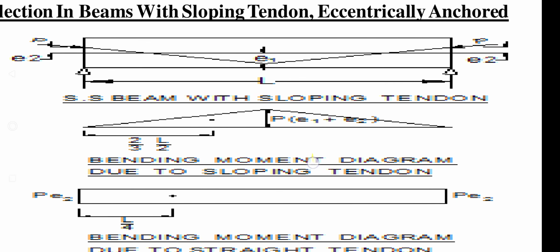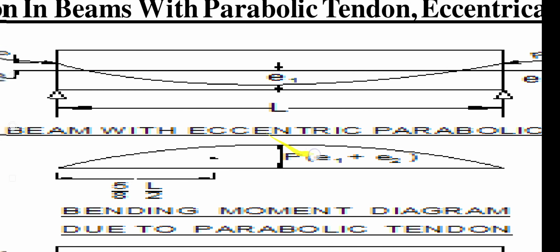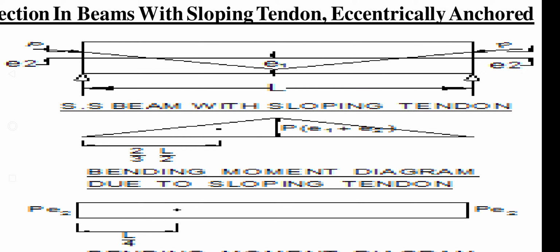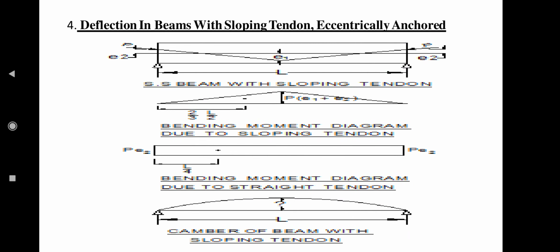So the next case, deflection in beams with sloping tendons and eccentrically anchored. So here it is a linear cable or a sloping cable or a tendon. So here you can see at midspan the cable is having an eccentricity of E1, and at the supports the cable is having an eccentricity of E2, and the pre-stressing force which is applied at both the ends is P.